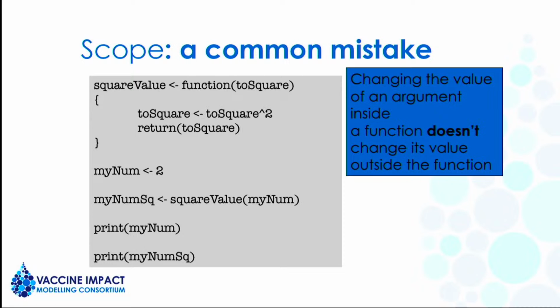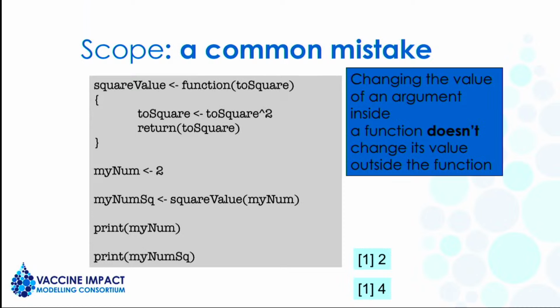So, changing the value of an argument inside the function doesn't change its value outside of the function. That should be obvious from the last slide, because even if it has the same name, it's not going to change in the global workspace. So this bit of code takes an argument, it squares the argument and returns the square value.